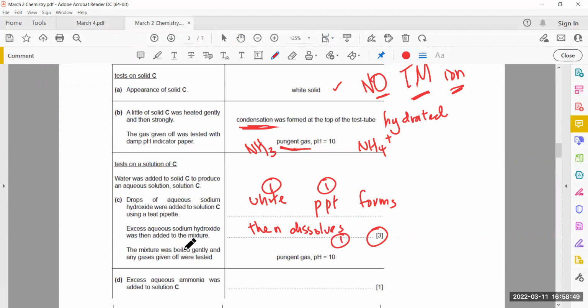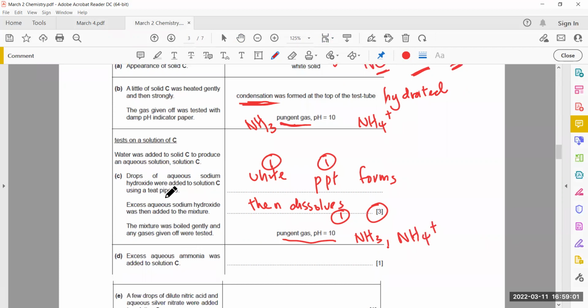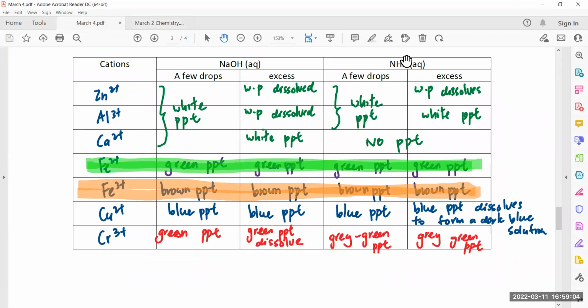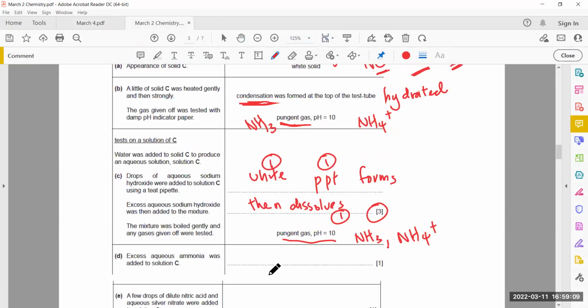The mixture was boiled gently and any gas given off was tested. Pungent gas again, the same gas, ammonia gas. So it's ammonium ions. Okay? If you add ammonia to aluminium, what happens? White precipitate. Okay? It's the same as the previous question.